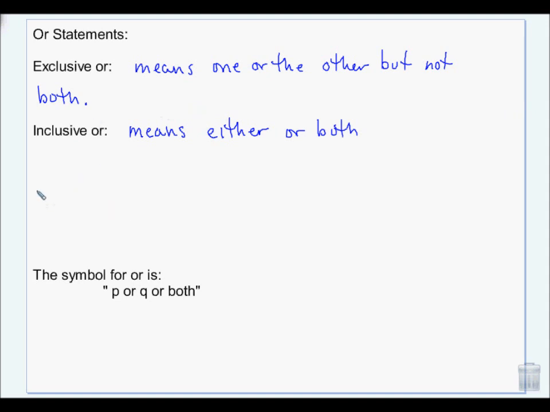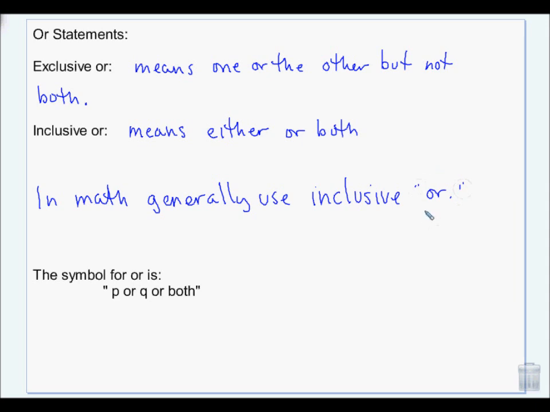Okay. In math, we generally use the inclusive. Wow, I just spelled generally really, really wrong. And you'll remember that from, like, in algebra, when you'd solve a quadratic and you'd get x equals 2 or negative 2 or something like that. It could be one or the other, or both.